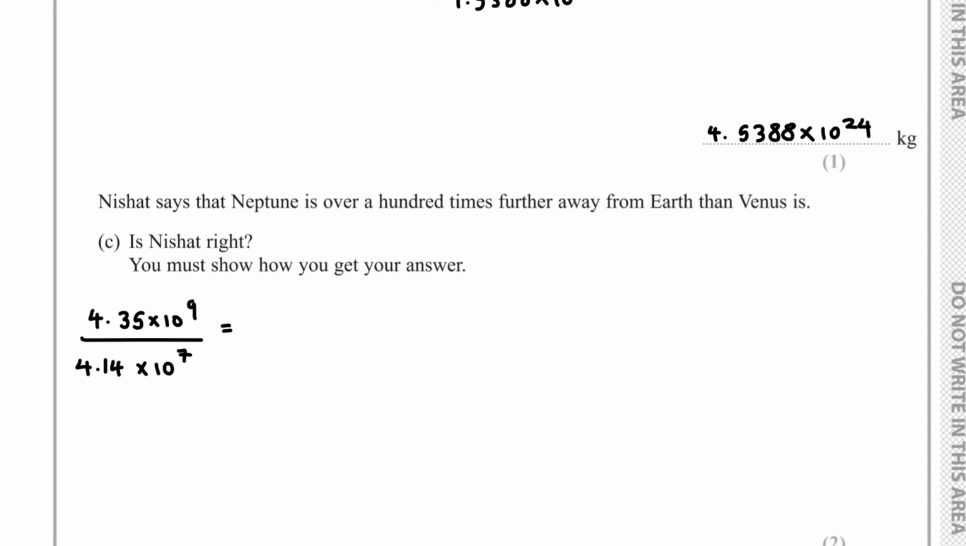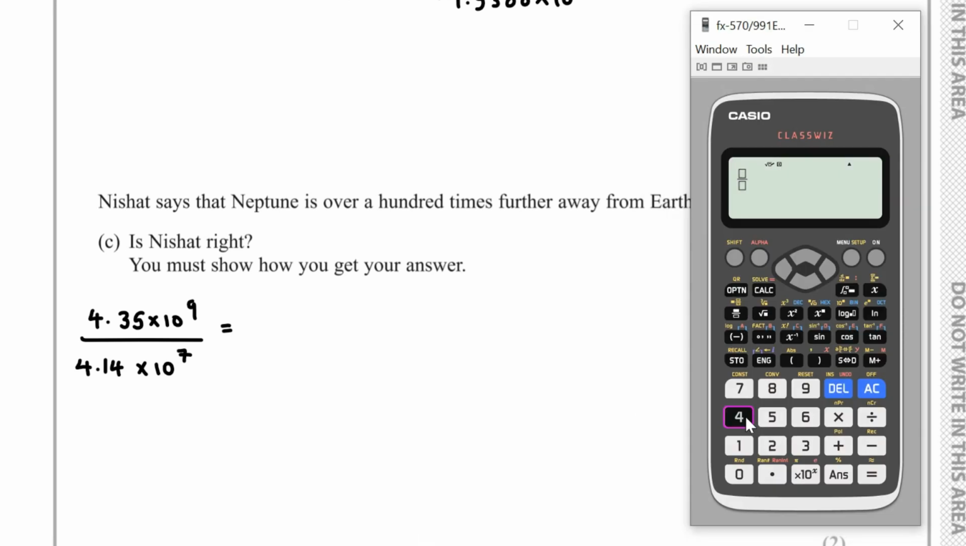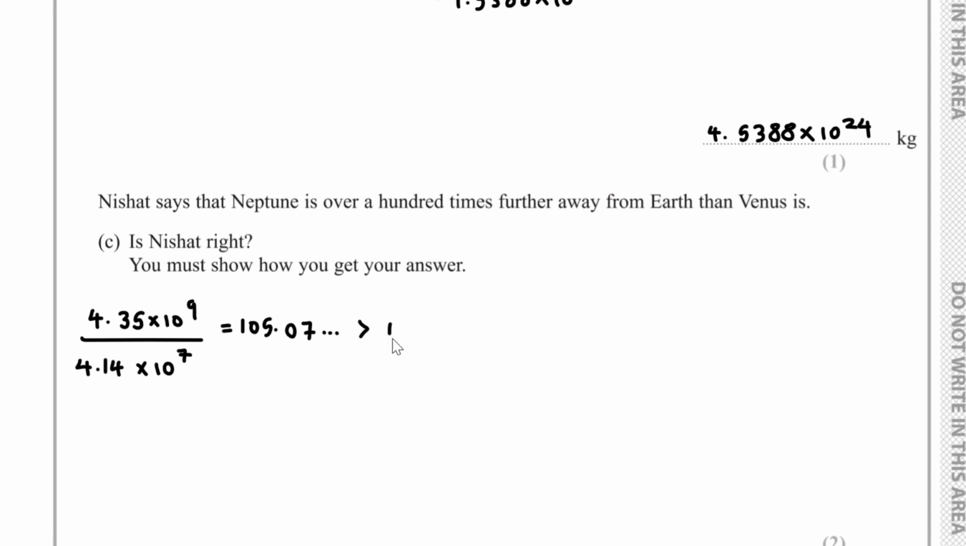So if we work out what this is, we have 4.35 times 10 to the power of 9 divided by 4.14 times 10 to the 7. You find here we get 105.07, etc. And of course, this is over 100. Of course, the 100 times is what we're looking at here. So therefore, we can conclude that this person is correct.